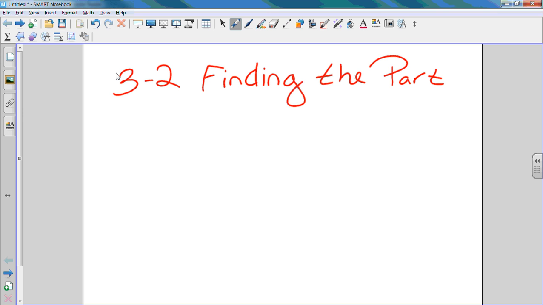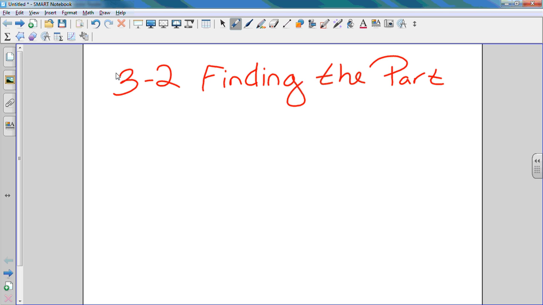Separation? Like a part. But they say, well, what's a part? A piece of something, the whole thing, right? It's a section of the whole thing. So basically, when we find the part today, we're looking for a section of the whole thing.